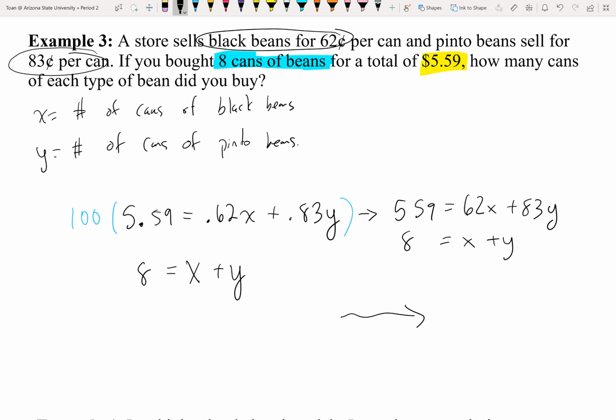So trick, if you ever see totals, that's usually going to be one side of the equal sign, and try to link the information together. Oh, 62 cents was related to black beans, so I'll connect the 0.62 with the black beans.